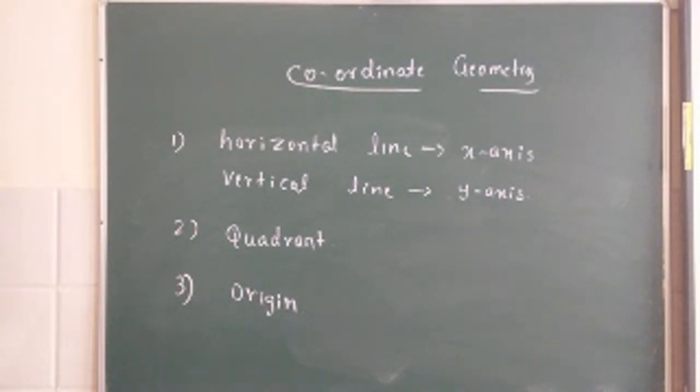So the horizontal line is known as the x-axis and the vertical line is known as the y-axis. The x and y axes intersect at a particular point, and that point is known as the origin. The intersection of the axes forms four parts, known as quadrants. Totally there are four, and we call them the first, second, third and fourth quadrants.